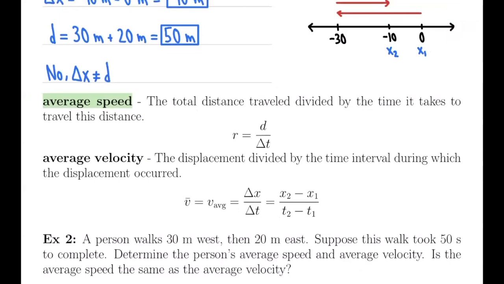Average speed is the total distance traveled divided by the time it takes to travel this distance. So I'm using R for average speed, and D is the distance, and delta T is the time elapsed.